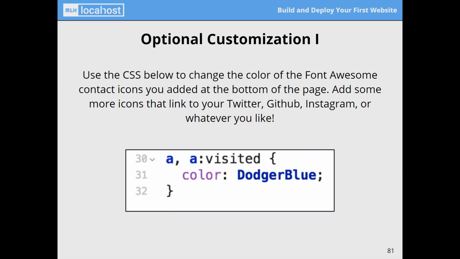Use the CSS below to change the color of the Font Awesome contact icons that you added at the bottom of your page. And add some more icons that link to your Twitter, your GitHub, Instagram, whatever you like.